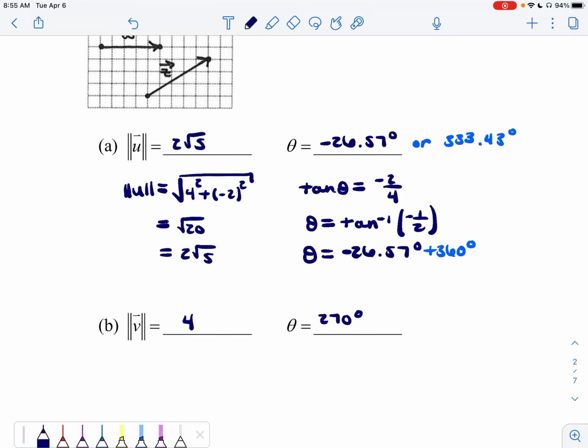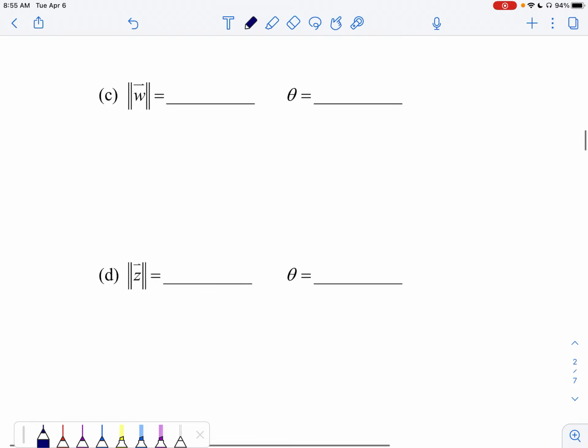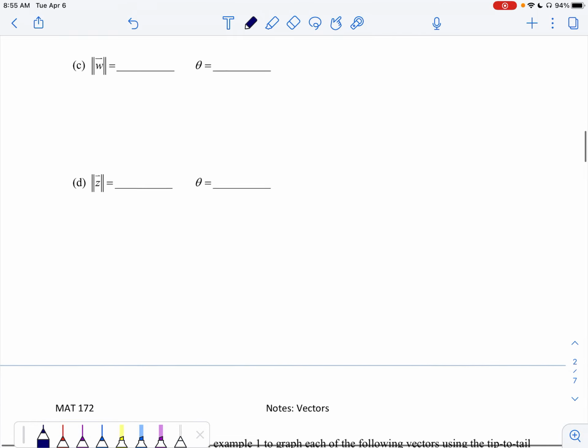All right, so parts C and D are similar. I'm going to leave those for you guys to try on your own.